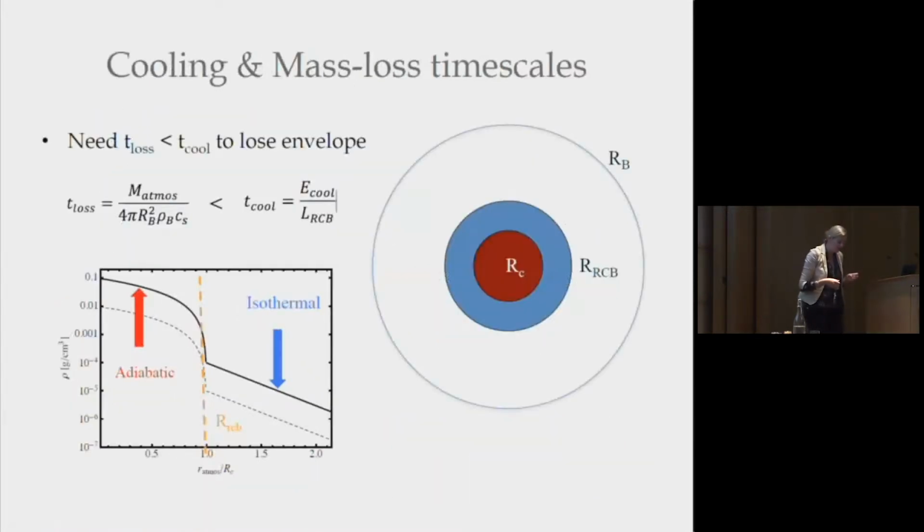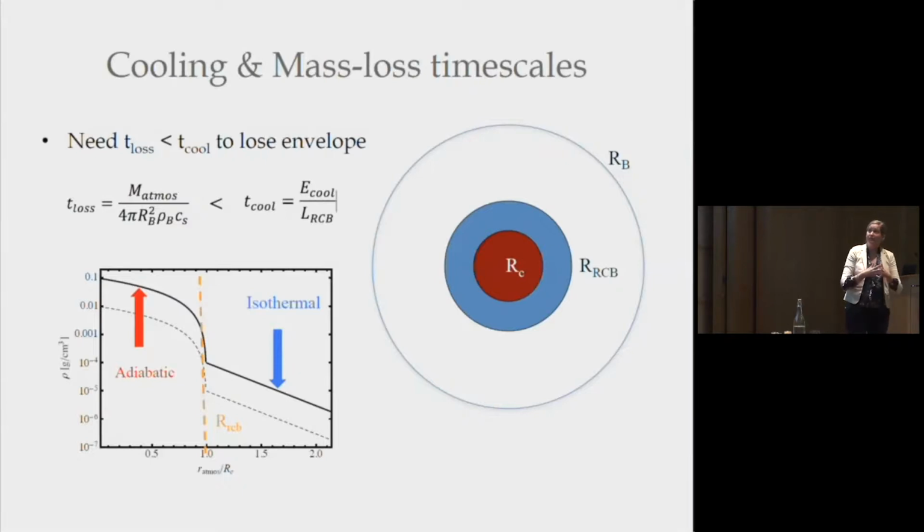There's one other thing to keep in mind. It's not only an energy argument. There are planets for which they have enough energy to unbind their envelopes and lose them. However, there's not enough time. There could be not enough time because this mass loss timescale can actually take gigayears. But in many cases, it actually turns out that the cooling timescale can catch up with the mass loss timescale.